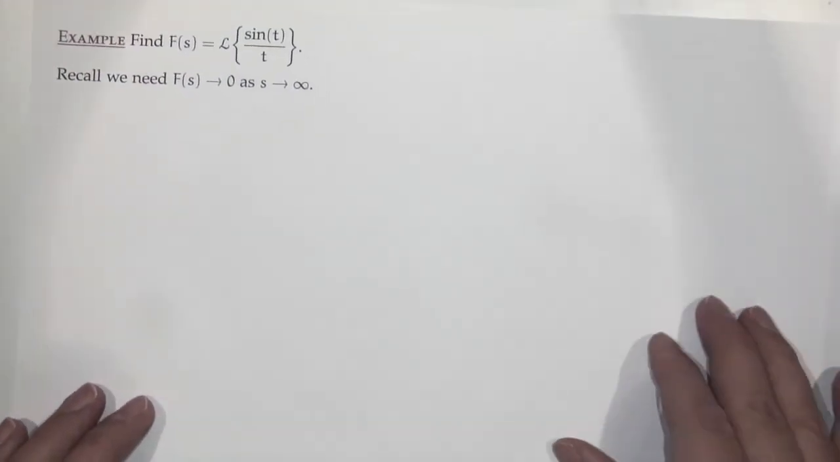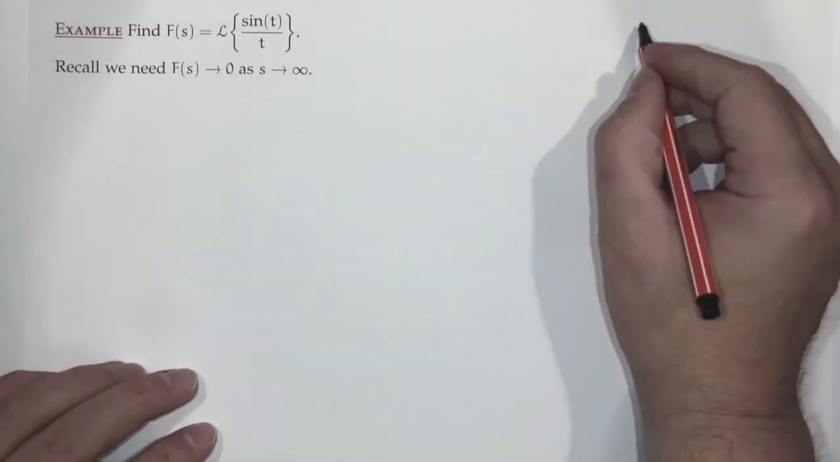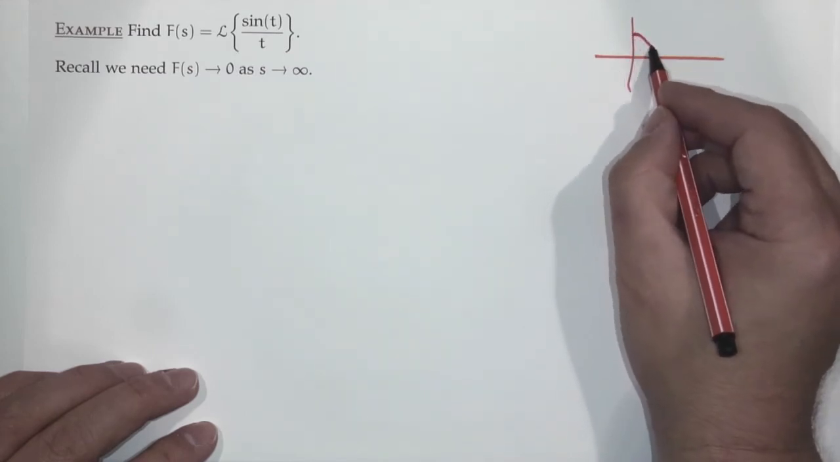Let's do a fun one. This is one of my favorites. Let's find the Laplace transform of sine t over t. Now, you might say, wait, is that even possible? Well, it turns out that sine t over t looks bad at t equals 0 because there's that t downstairs. But what actually happens to sine t over t at t equals 0? It's technically undefined, but it approaches 1.